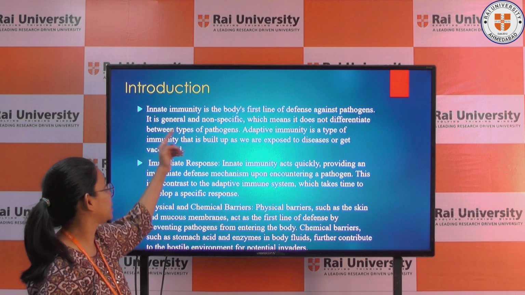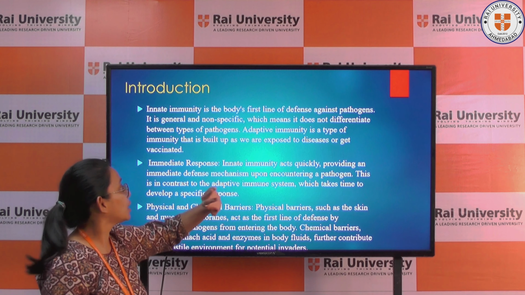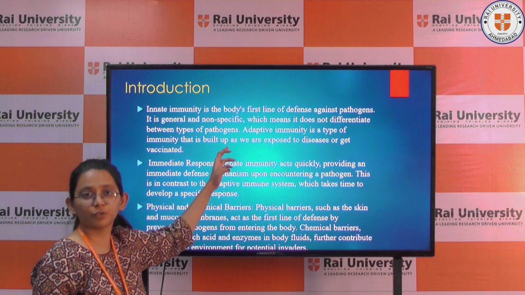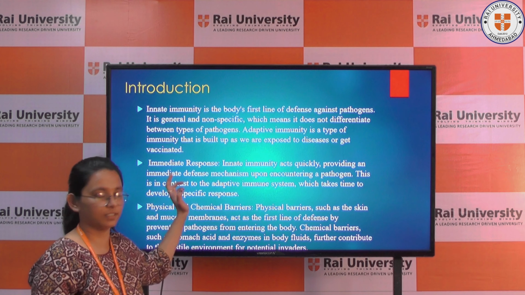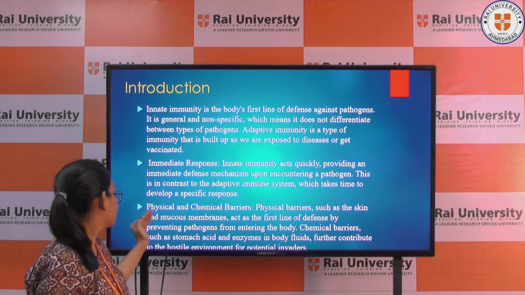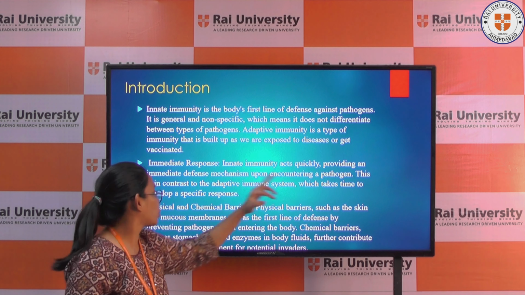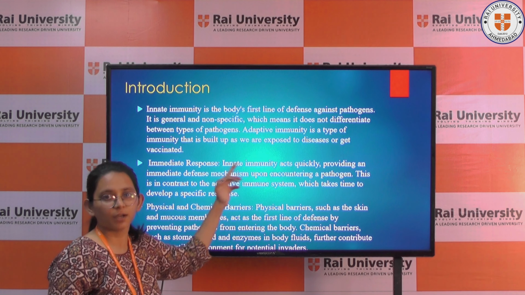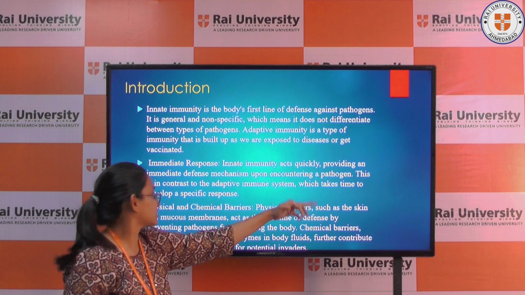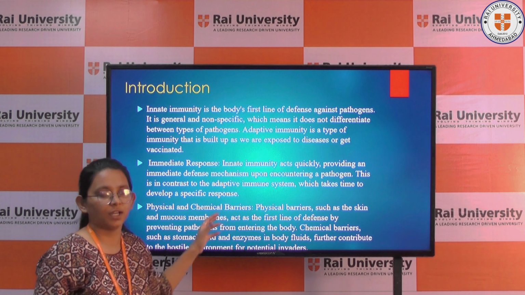What is innate immunity? Innate immunity is the body's first line of defense system. It differentiates between types of pathogens. Adaptive immunity is what the body builds when we are exposed to disease or vaccinated. Now there are two barriers: the immediate response, and the physical and chemical barriers. One, innate immunity acts quickly in providing a defense mechanism upon a pathogen, and this contrasts with the adaptive immune system, which takes time to give a specific response.